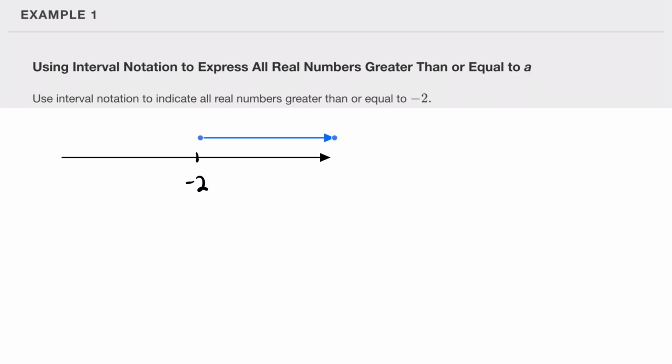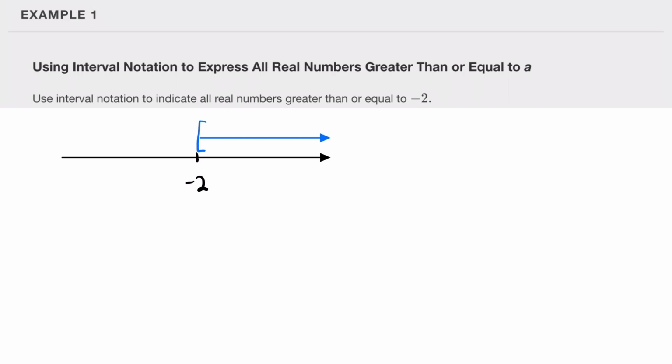And because it can be equal to -2, I'm going to use a square bracket. You might also see it as a closed circle. So a square bracket and a closed circle mean the same thing, but I use a square bracket because it just makes it easier to translate to interval notation. The square bracket means we include that number, right? Not only do we get really close to that number, but we also include that number. Versus parentheses or an open circle, we get really close to that number, but we don't include that number, right? If it were parentheses.